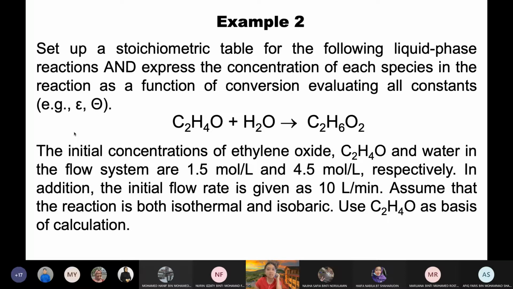Okay, so soalan ni kata dia nak kita buat table, we do the table. This is for liquid phase. So sekarang kamu kena betul-betul tengok, table tu untuk liquid ke. Bila kamu nak solve question ni, kamu dah kena tengok, we are solving for liquid ke, we are solving for batch ke, we are solving for flow.